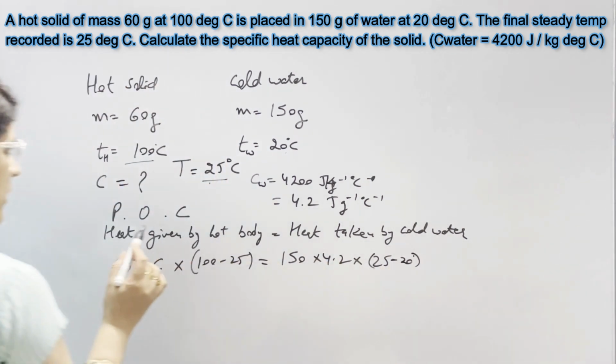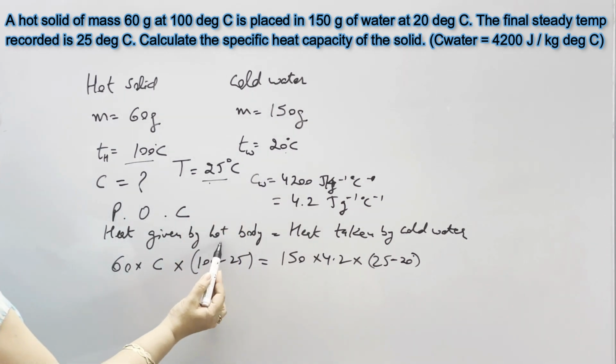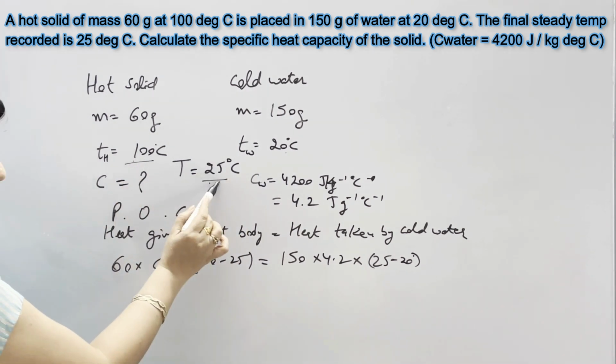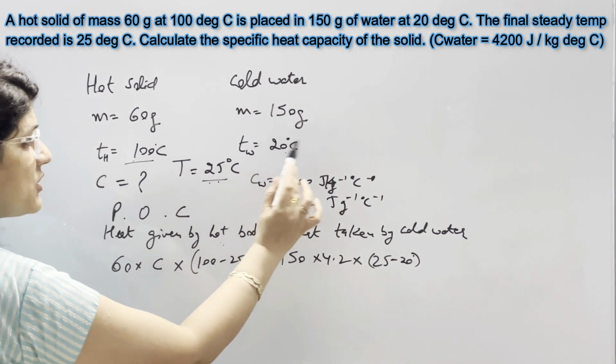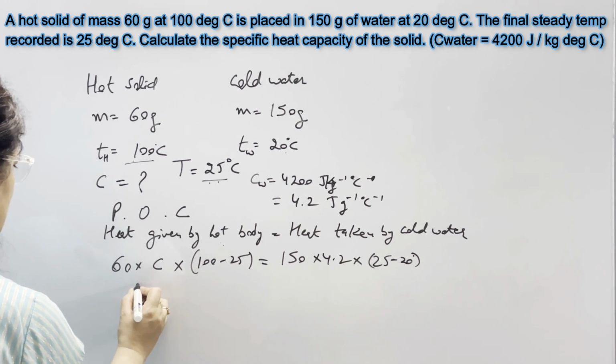This thing is very important. You should know that the final temperature is in between these two. Whenever we are writing on the hot side, then hot minus final temperature. And whenever we are writing on the cold side, then final minus cold. Now, the calculation part is left.